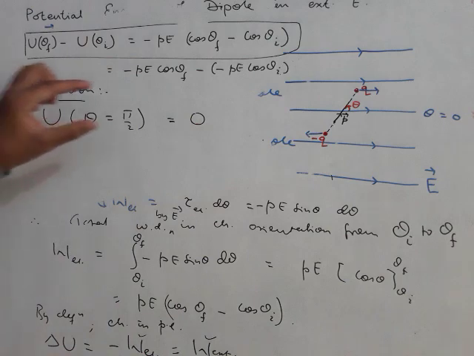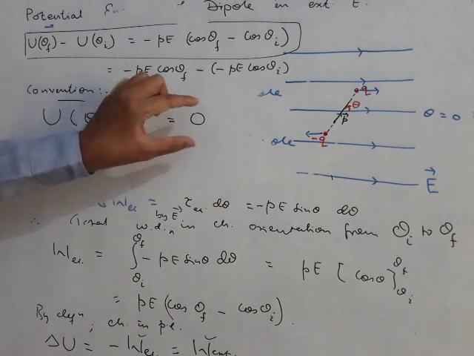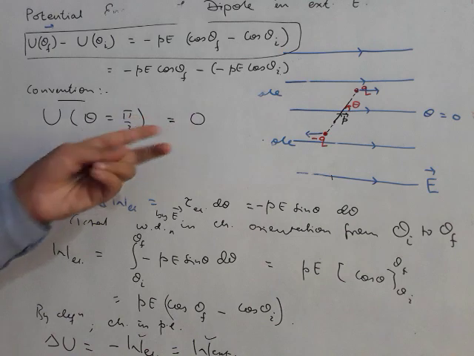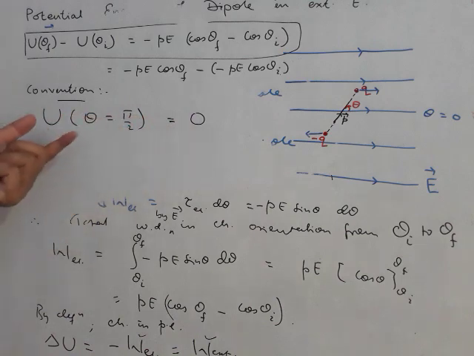It is just a matter of choice. It can be taken as 1 also. By convention, we choose this value of potential energy to be 0.